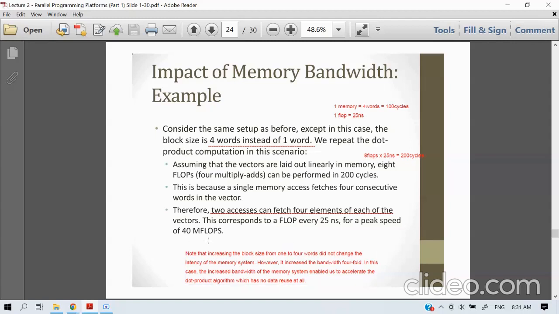Okay, so you note that even though we increased the block size from 1 to 4 words, it did not change the latency or waiting time of the memory system. However, it increased the bandwidth by 4. So in this case, the increased bandwidth of the memory system enables us to accelerate the dot product algorithm, which has no data reuse at all.